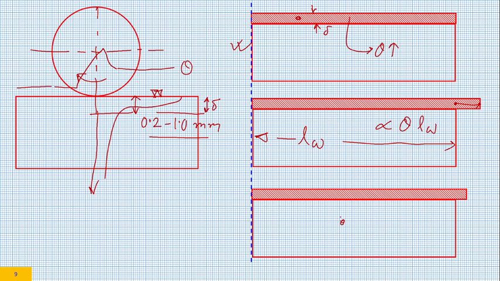But this lower material is not actually detached from it. Only for the sake of explanation I have detached it. So what would happen? It would not be allowed to expand to that particular extent. So there would be a delta amount of distance which would not be allowed to expand. So delta by LW would be the strain that takes place. If it was allowed to expand, there would not be any strain. But this is a thermal strain which would happen.